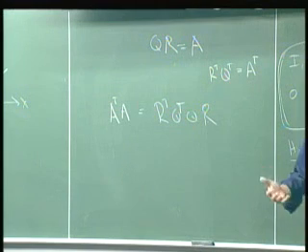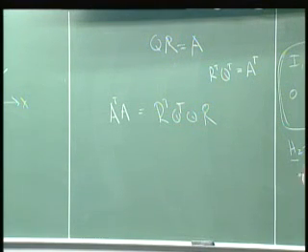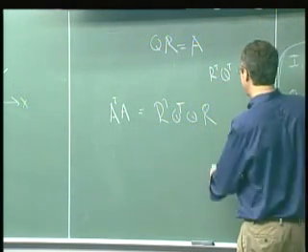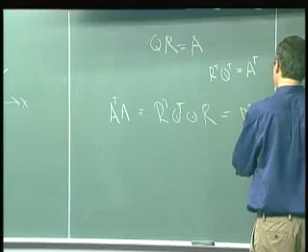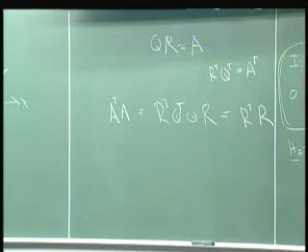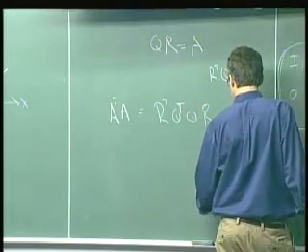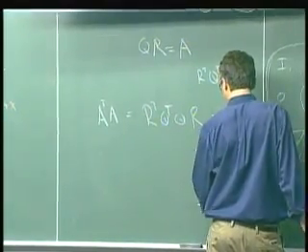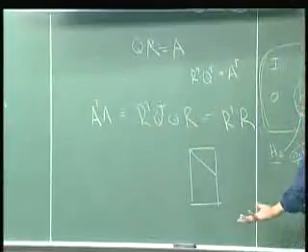Well, so far it's not really telling us anything, but now we know that Q is orthogonal. Q is its own inverse. So Q transpose Q is identity. This is just R transpose R. Oh my goodness, what is this now? R has a very specific structure. It's perhaps upper triangular. It could be rectangular.